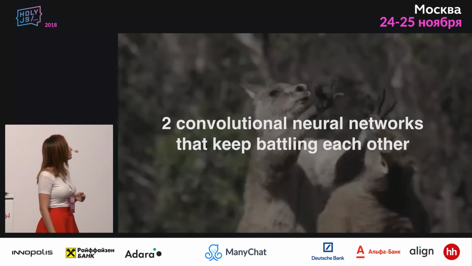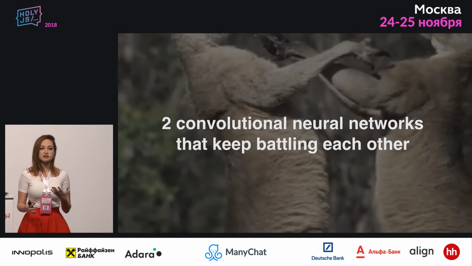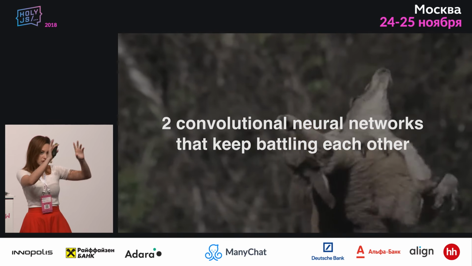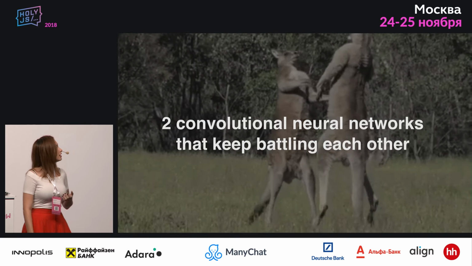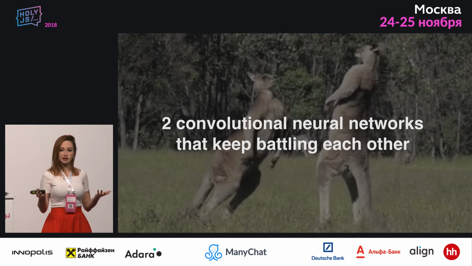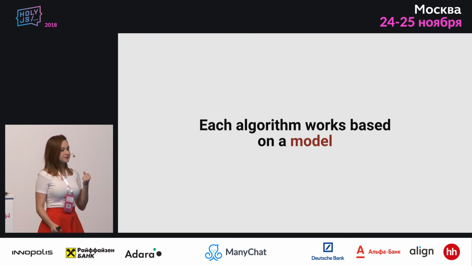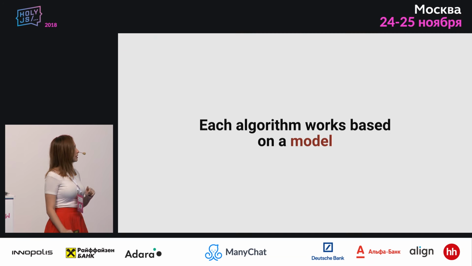into new stuff. So basically the way it works is that you have two convolutional neural networks, which are the standard algorithms for images, and we just put them to fight. And what do I mean by that? Basically, let's take baby steps.